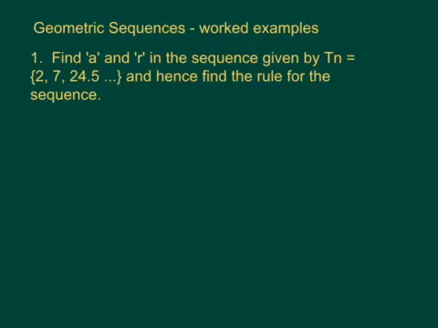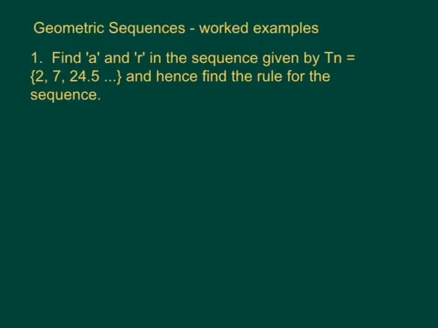This problem is simply asking us to find a, which is the first term in any geometric sequence, and r, the common ratio, which is found by dividing any term in the sequence by the previous term. So 7 divided by 2 will get us the value for r, and it's asking us to put that information together to give us a rule that describes this sequence here.